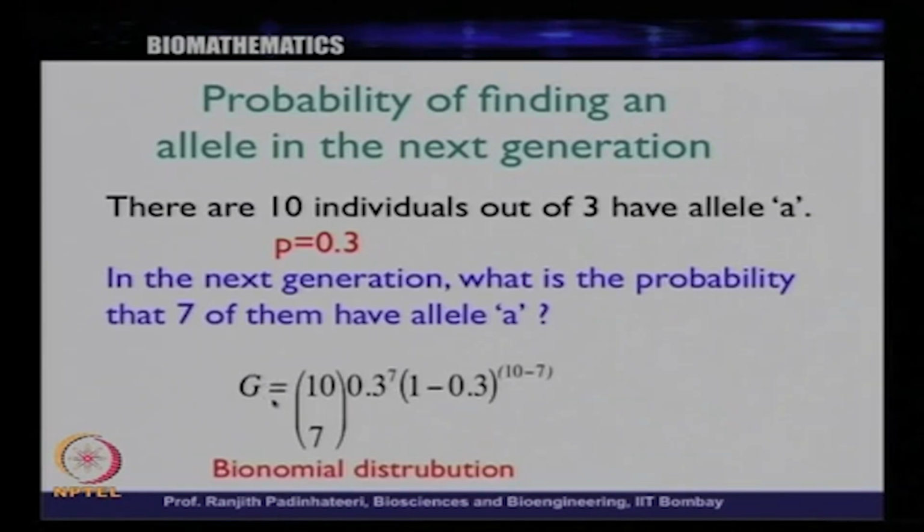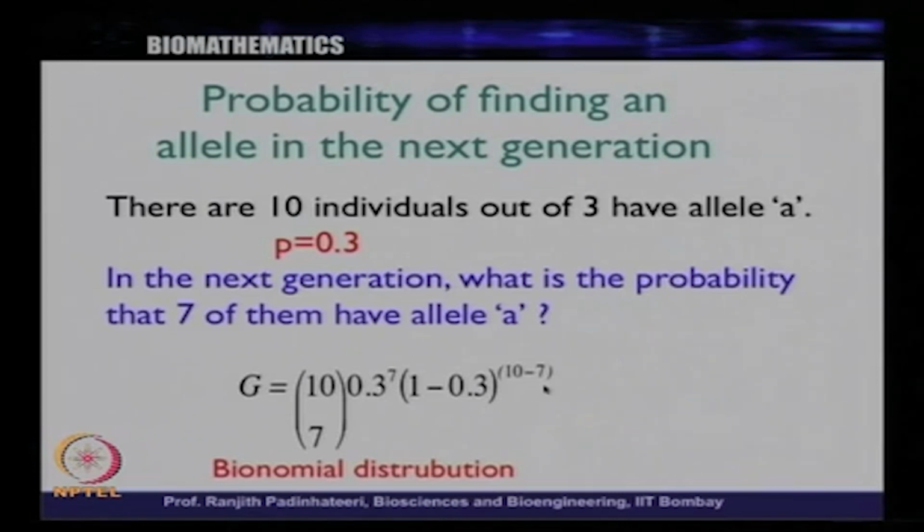So, the probability G is basically 10 C 7, this is a combination, the way it is written, 10 C 7, times 0.3, which is the probability, to the power 7, into 1 minus 0.3, this is the probability of not having that allele, or the probability of having the green allele, to the power 10 minus 7. So, this kind of distribution is called binomial distribution. So, the answer is given by this. So, we know what this means. Let us explain this.